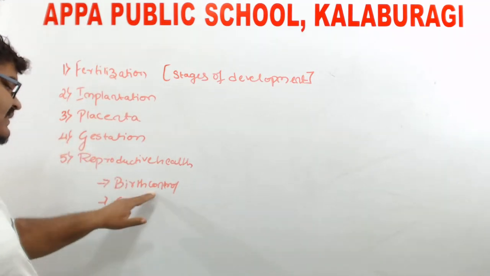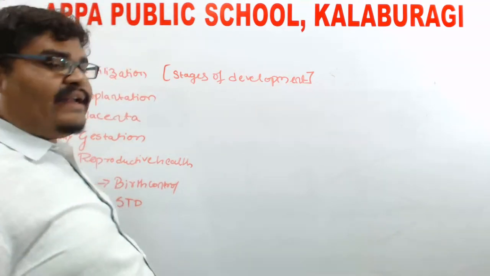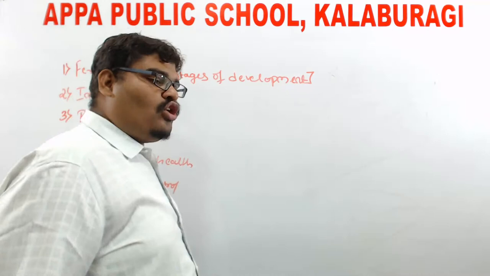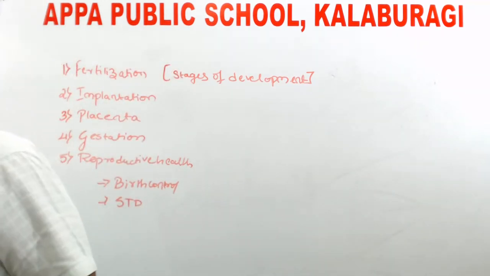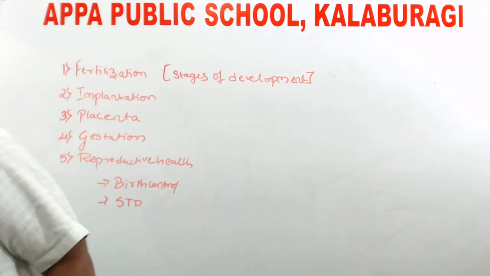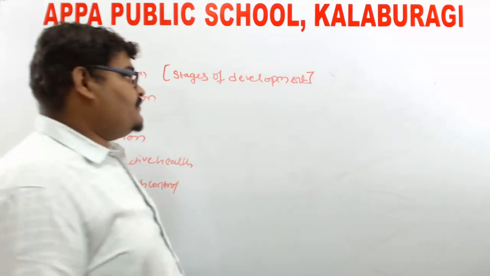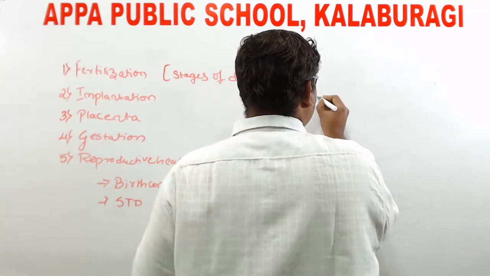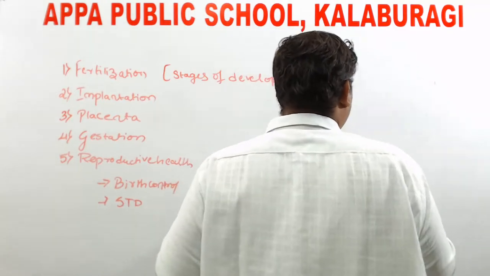So under birth control, contraception means avoiding unwanted pregnancy. One of the best methods, we have several methods of contraception we are going to deal with today.